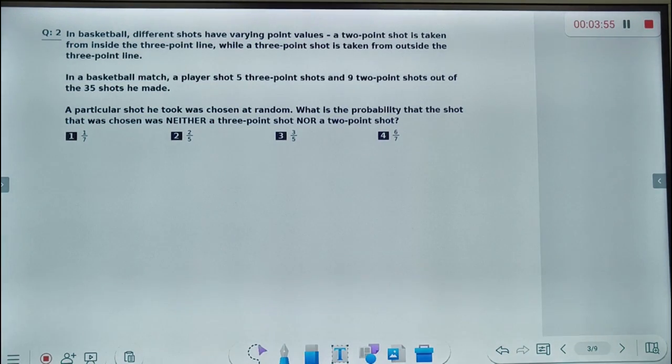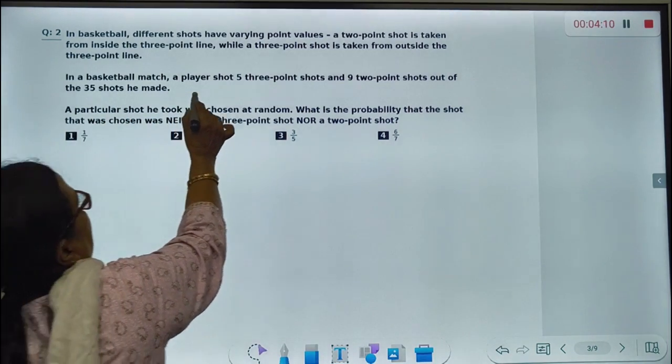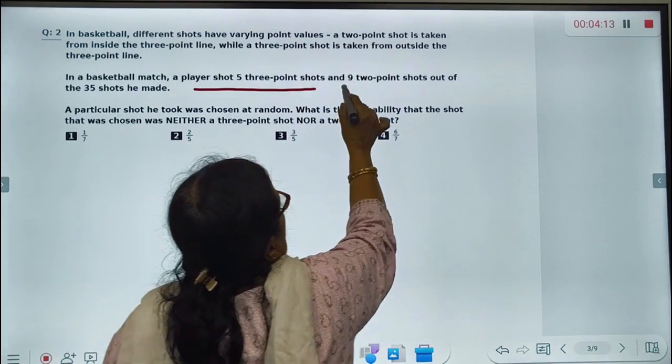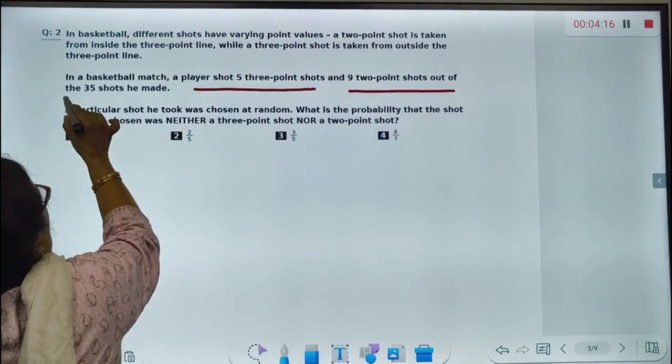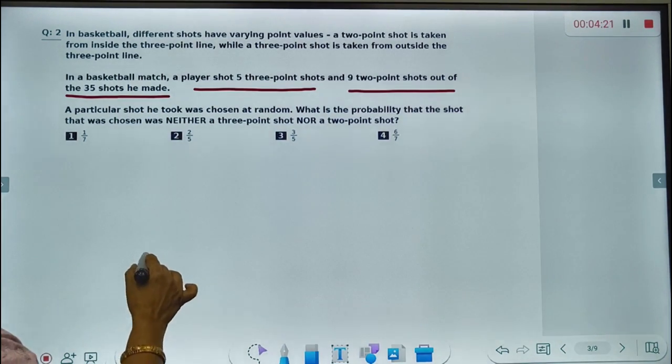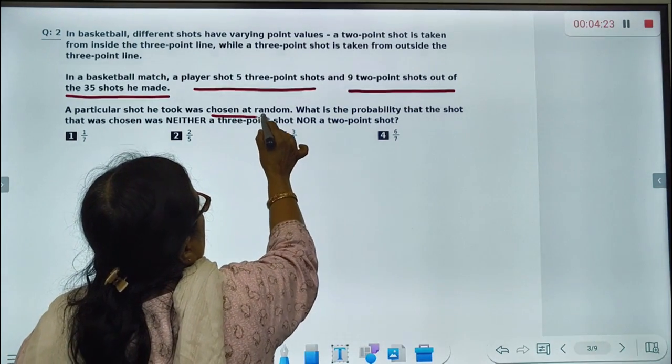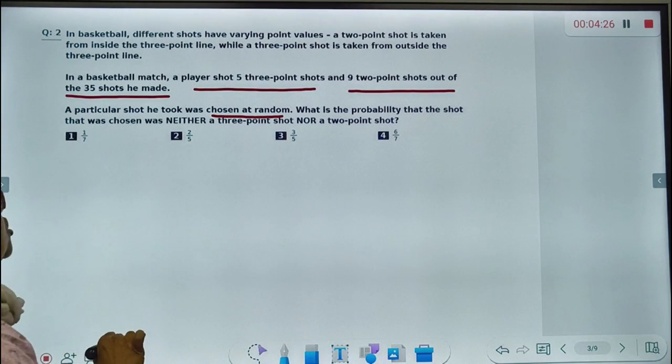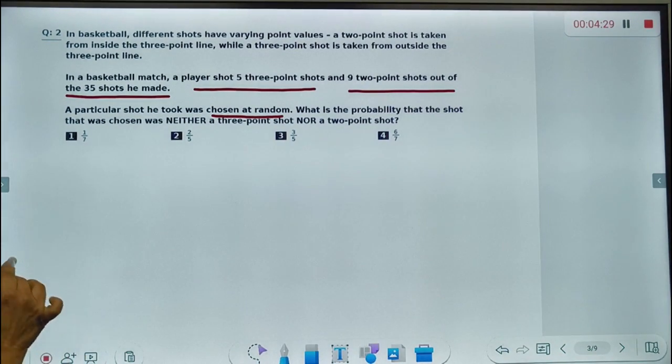In basketball, different shots have varying point values. A 2-point shot is taken from inside the 3-point line, while the 3-point shot is taken from outside the 3-point line. In a match, a player shot 5 3-point shots and 9 2-point shots out of the 35 shots he made. A particular shot he took was chosen at random. What is the probability that the shot that was chosen was neither a 3-point shot nor a 2-point shot?